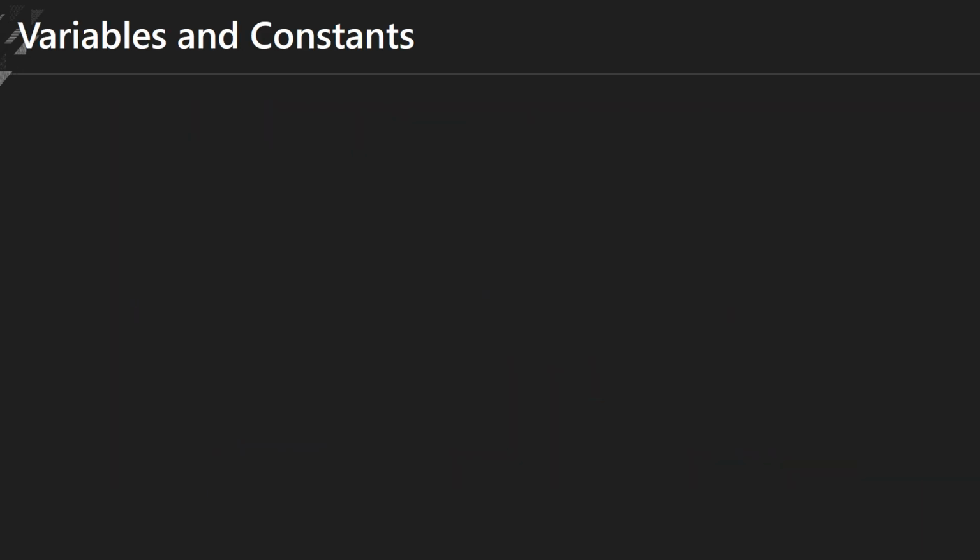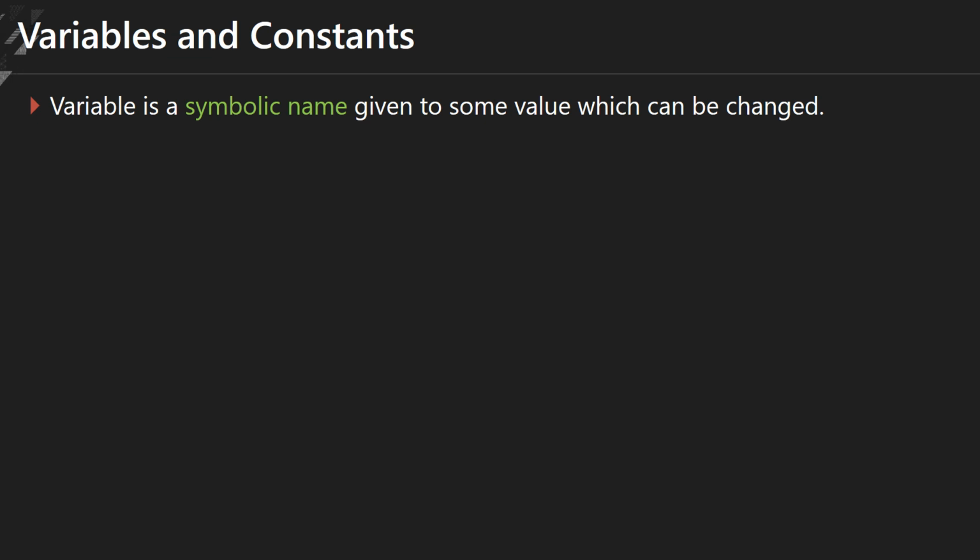I had come across these two names in the previous slide, variable and constants. So let us see what a variable is. A variable is a symbolic name given to some value which can be changed. It can be changed throughout the program.